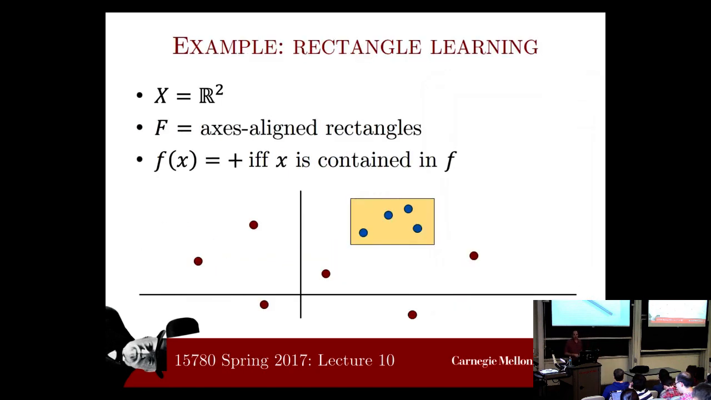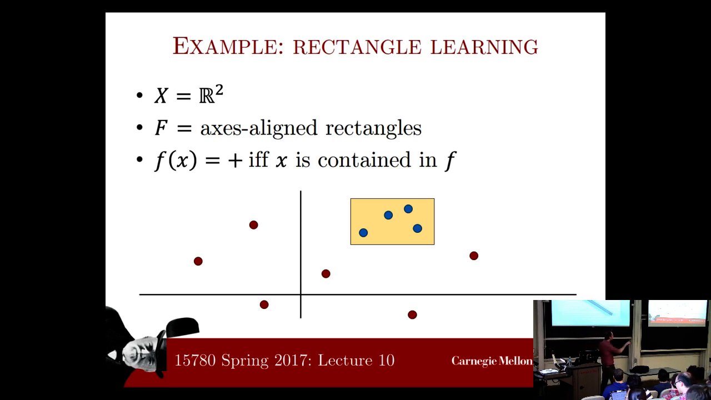So here's another example that is much more abstract, but I'll use it as a running example for most of the lecture because it's really easy to instantiate the definitions and some of the results for this example. So here, our input space, X, is going to be two-dimensional Euclidean space, so just the real plane, R2. And the function class F is axis-aligned rectangles.